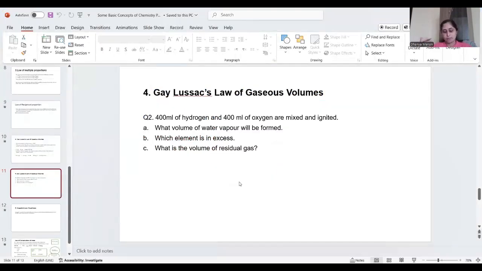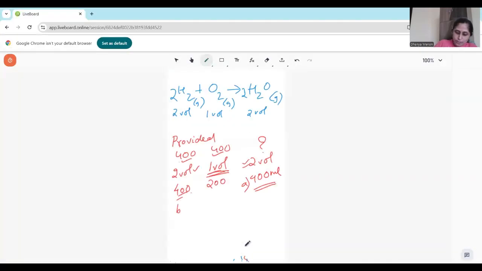Which element is in excess? We already know we are provided with 400 ml of oxygen, but how much is being used? Only 200. So the second part of the answer is oxygen. We used only 200 ml. Remaining is 200 ml. Okay, out of 400, we used only 1 volume, that refers to 200 ml, and the remaining 200 ml is in excess.